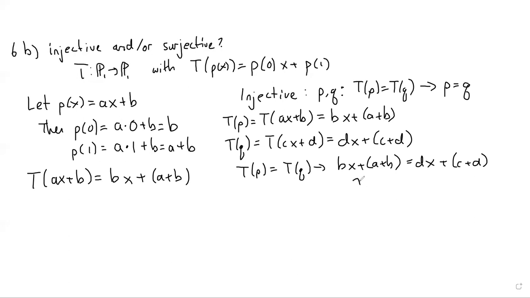So basically the X coefficients tell us that B must equal D, and from the constants, we have that A plus B must be equal to C plus D. But since B and D are the same, that implies that A equals C. And if B and D are the same and A and C are the same, then that means that P must equal Q. So it's injective.